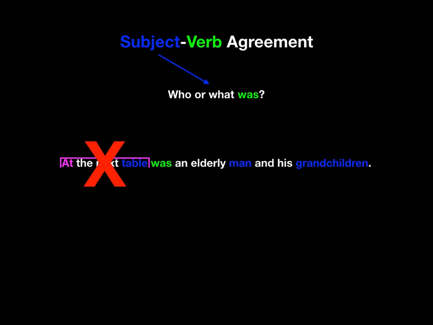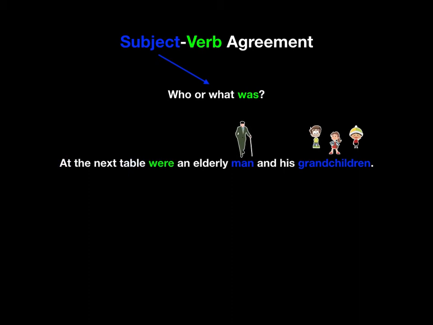We next need to analyze whether we have a singular or a plural subject. We have an elderly man and his grandchildren. Therefore, we have a plural subject. Next, we need to identify whether our verb is singular or plural. Would was be considered singular or plural? Was, since it ends in an S, would be considered singular. Therefore, it does not agree with the subject of this sentence, and we need to change was to were.